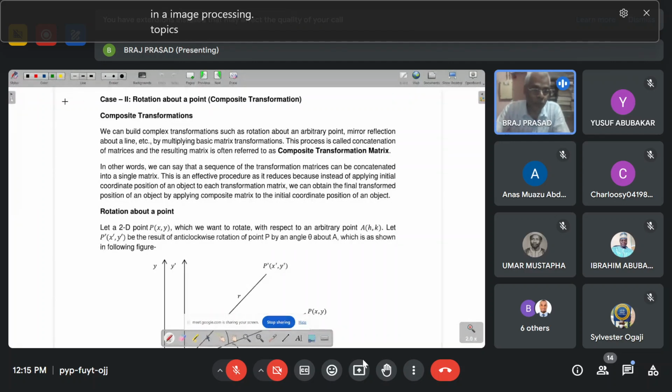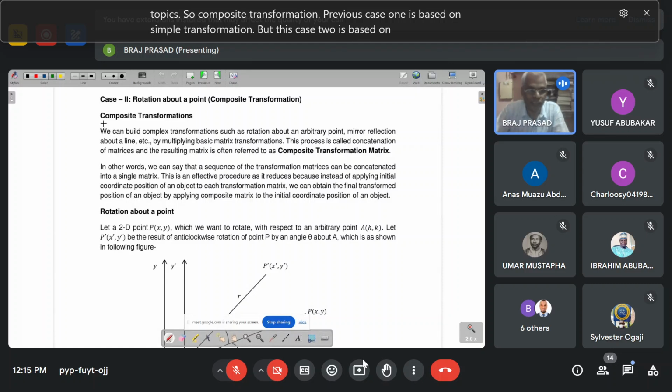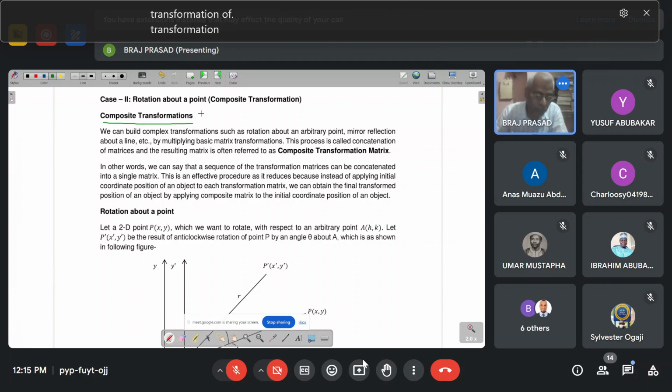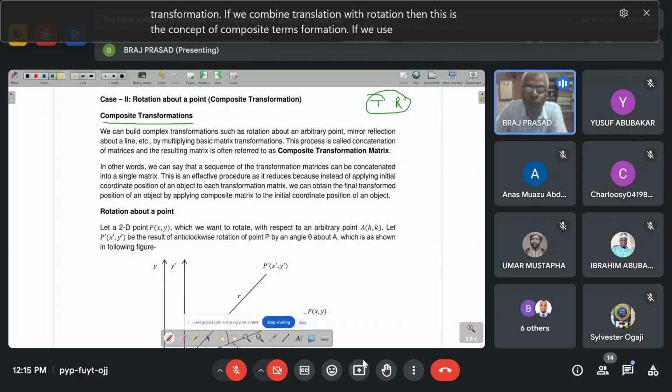So composite transformation: the previous case 1 is based on simple transformation, but this case 2 is based on composite transformation. Composite transformation is nothing but a combination of two or more transformations. If we combine translation with rotation, then this is the concept of composite transformation. If we use only one transformation to get the coordinates of a new point, then it is called simple transformation.